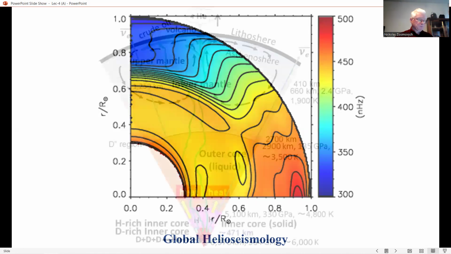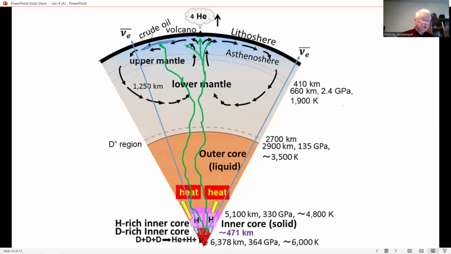Nuclear reactors on Earth generate energy through nuclear fission, during which large nuclei, such as uranium, break into smaller fragments. The sun generates its energy through nuclear fusion, during which hydrogen nuclei fuse to produce helium nuclei.